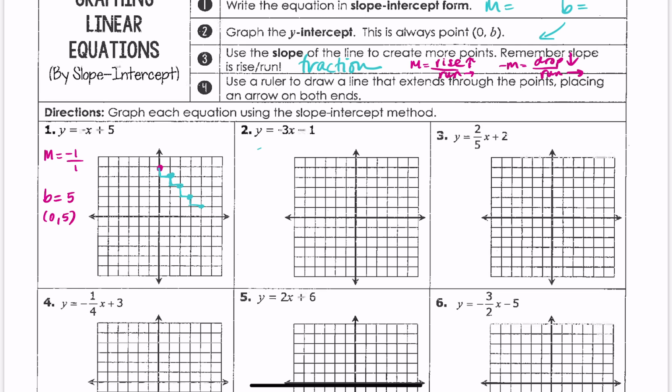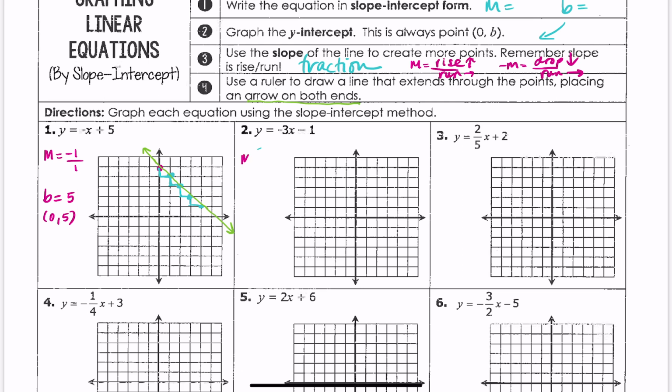My next step is I have to connect everything. So it says here, arrow on both ends, right? It's a line, it goes on forever and ever. So when you go to draw this line, we are going to be expecting to see an arrow on each end. So you should really drag it past the edges of the graph, and there is the line, the linear equation for y = -x + 5. Okay, so let's go to the next one.